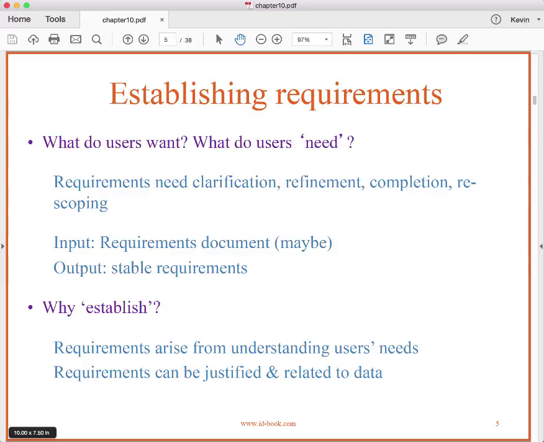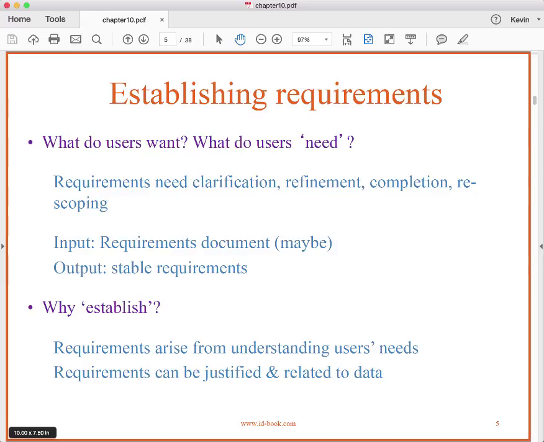Our wants are often influenced by what we see other people having, or just particular worrisome things in the environment that cause us to maybe not see what our needs are completely clearly. So being able to distinguish between those two is important. So requirements need clarification, refinement, completion, and rescoping. So we just ought not take them as they're given to us.